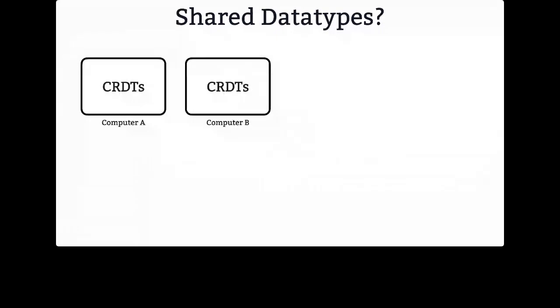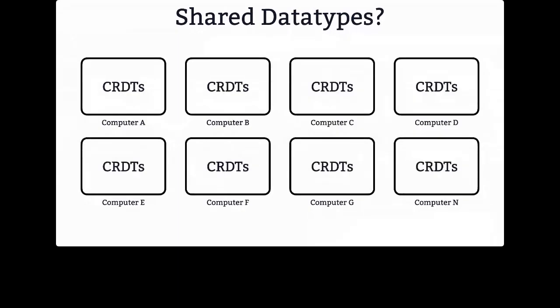Now, this example only shows two computers that are synchronizing their state, but there could be many other computers involved. And I want you to notice that I never mentioned anything about servers. I mean, you could and likely would use servers in many scenarios, but it's not a requirement of CRDTs. In fact, I think it's more helpful to think of CRDTs as a peer-to-peer technology, but you can and should use servers where it makes sense.